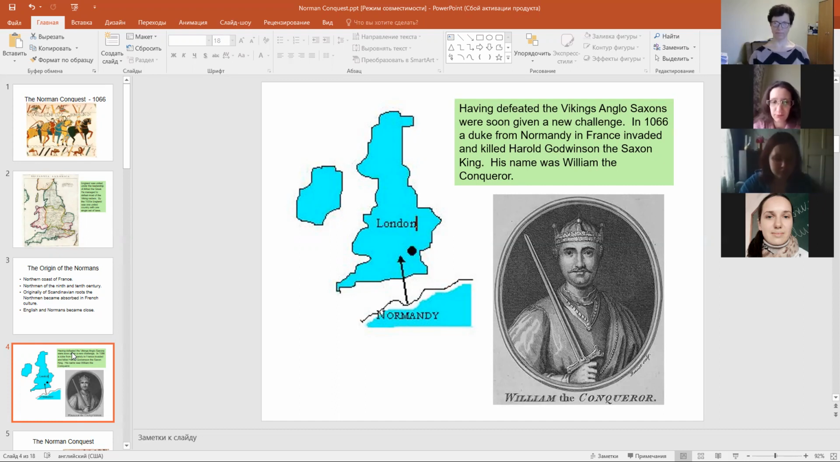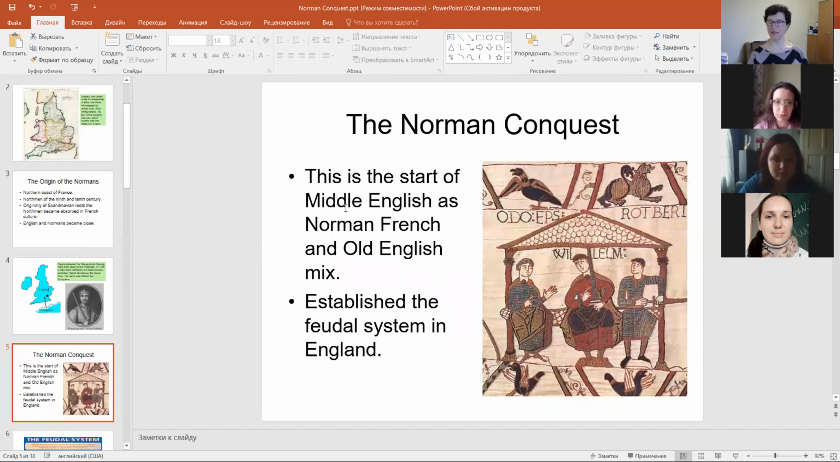Having defied the Vikings, Anglo-Saxons were given a new challenge. In 1066, a duke from Normandy in France invaded and killed Harold Godwinson, the Saxon king. His name was William the Conqueror. So William came from Normandy and they conquered England. They invaded the country. Okay, and that's what happened with the Norman Conquest.